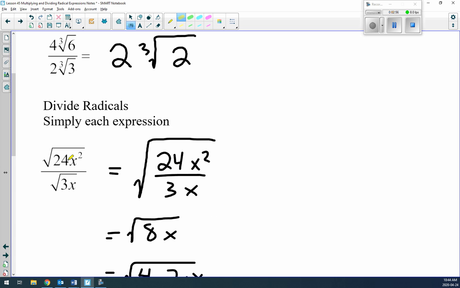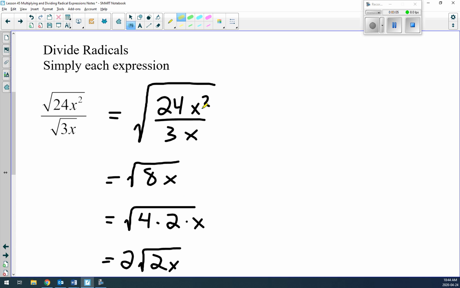Okay? If you don't like them when they're separate like this, you can put them all together. So we end up with the square root of 24x squared over 3x. Well, can we reduce that? Yeah. 24 divided by 3 is 8. X squared divided by x. Now you remember, same base, you're dividing, so you subtract the exponent. So there's a 1 above that x there, right? So we end up with root of 8x.